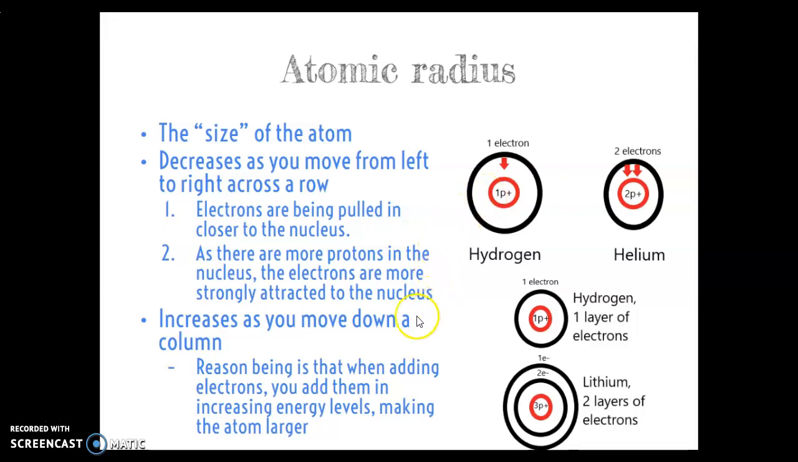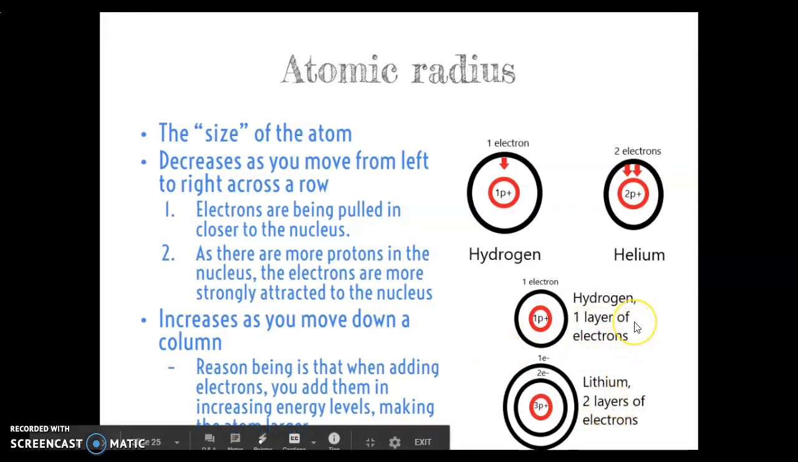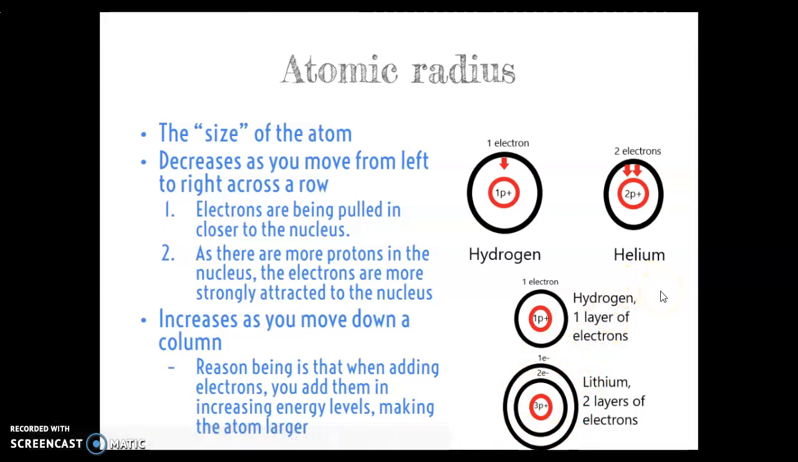And it increases as you move down a column, because when you add more electrons as you go down the periodic table, it adds layers of electrons, or different energy levels of electrons. I've illustrated that here with hydrogen and lithium. In hydrogen you have one layer of electrons, but in lithium you have two layers. And so lithium is clearly larger than hydrogen, because that electron is in the outermost energy level. It's farther away from the nucleus because the inner energy level was filled. And because the inner energy level was filled, that electron had to go into the next energy level.